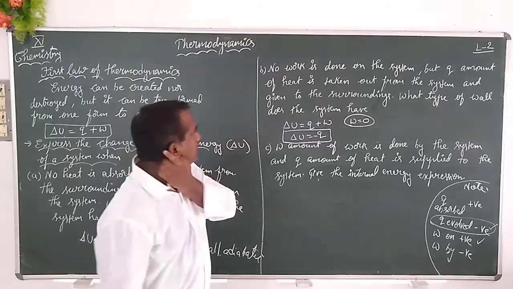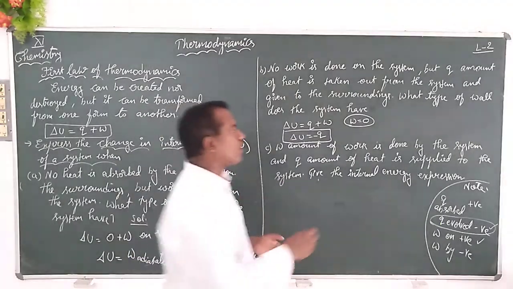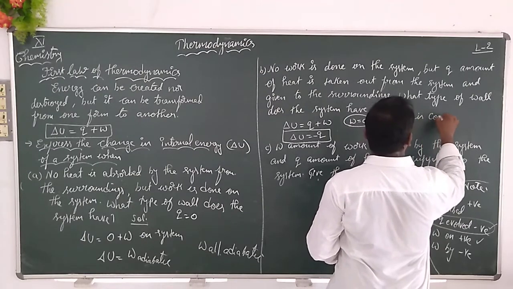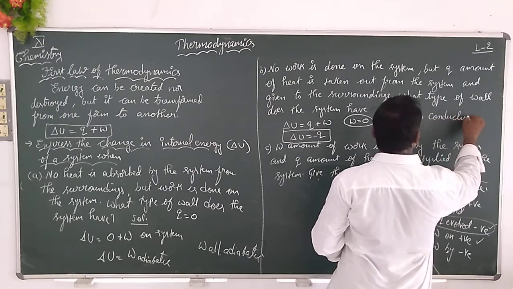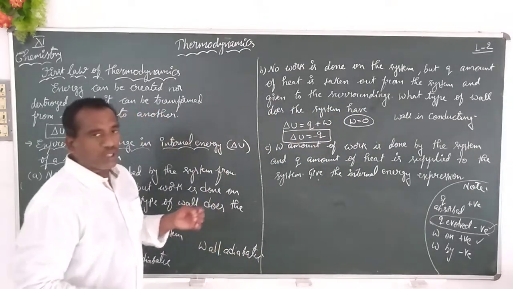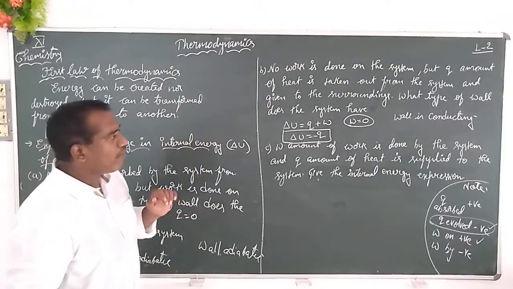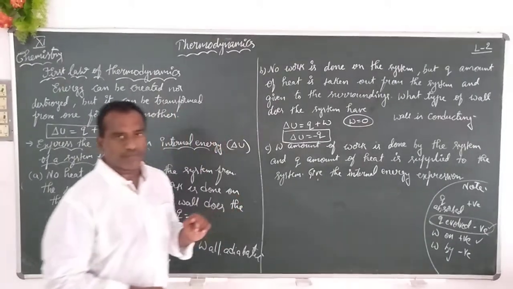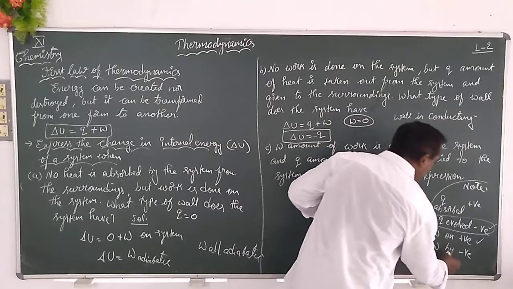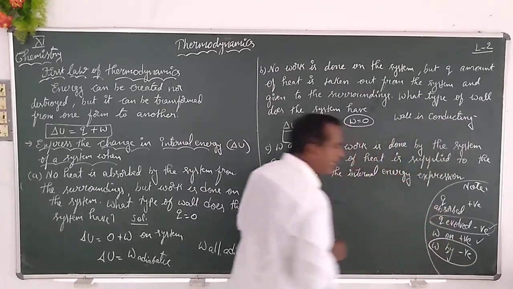What type of wall does the system have? It is conducting heat to the surroundings. So the wall is a conducting wall. What is the type of the wall, children? The wall is a conducting wall. Question number C. W amount of work is done by the system. So W amount of work is done by the system means, compulsorily, it will be negative.